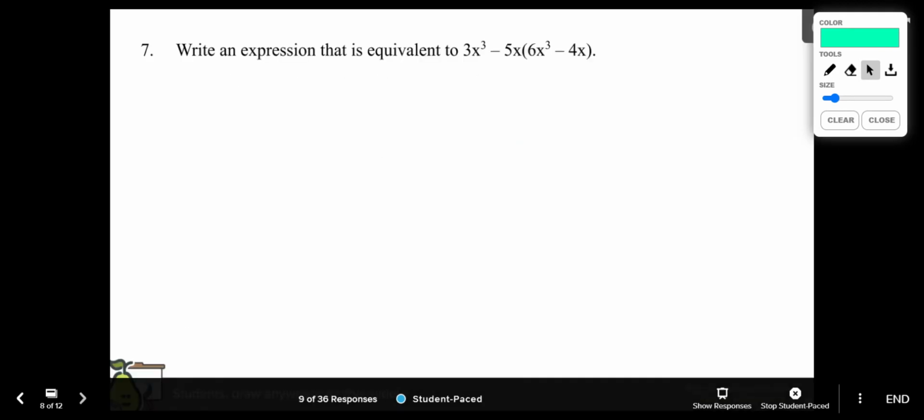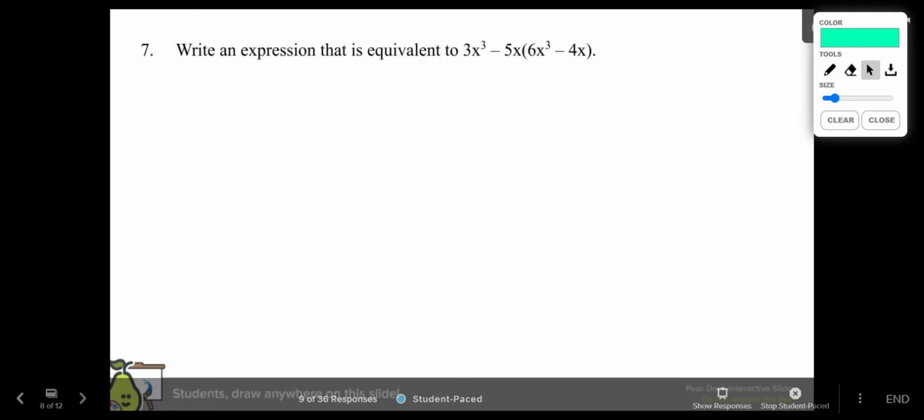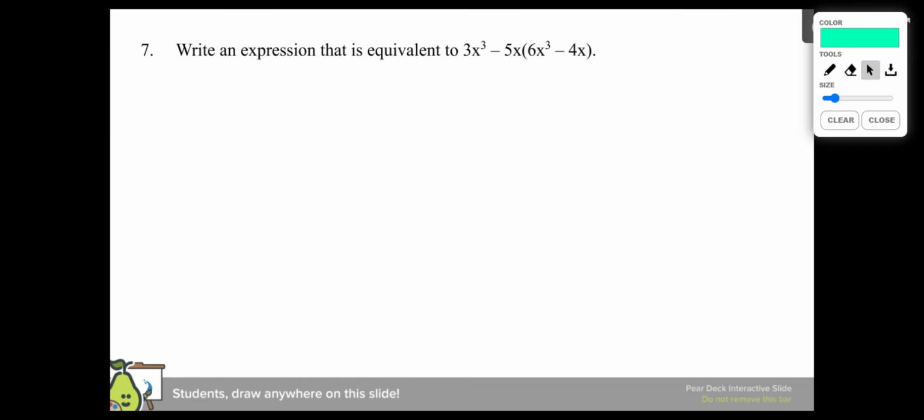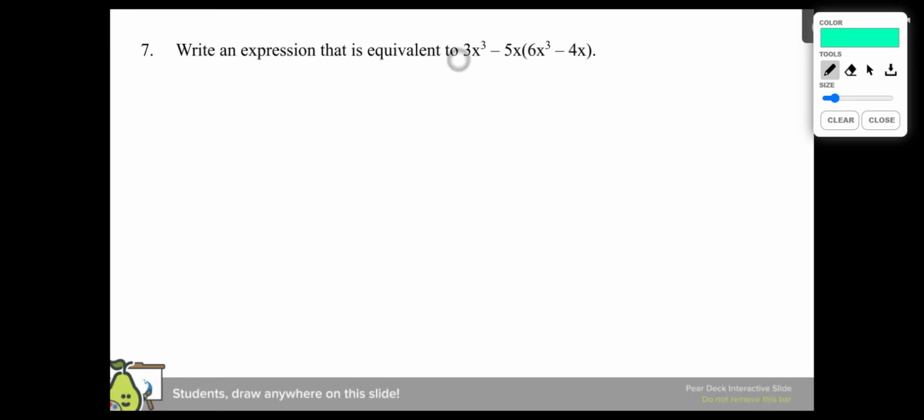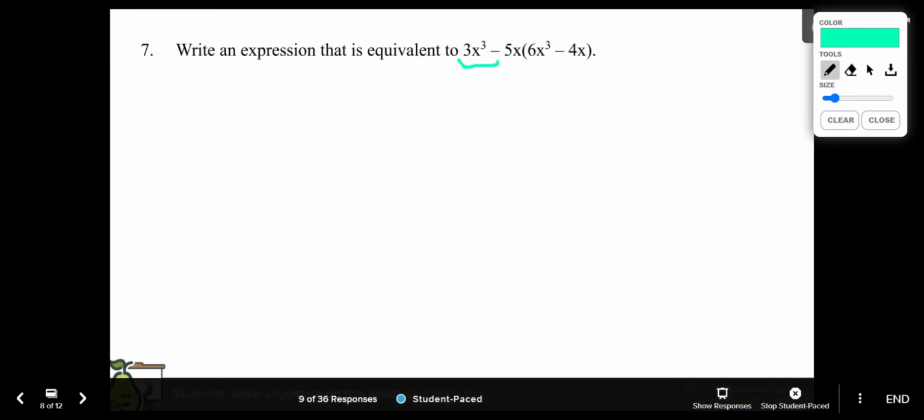All right, the next one says write an expression that is equivalent to 3x cubed minus 5x times 6x cubed minus 4x squared. So you need to be careful with this one because you haven't seen one that combined multiplication and subtraction. So I'm going to kind of ignore this guy right here. And I'm going to distribute this first. And instead of ignoring, I'm just going to rewrite it. 3x cubed.